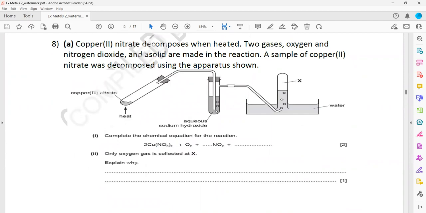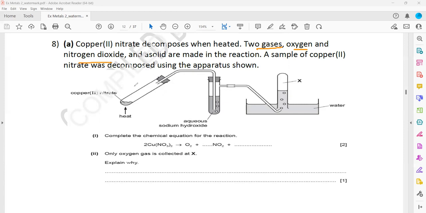Copper 2 nitrate, a compound, decomposes when heated. Whenever a metal nitrate is heated, from calcium to copper, it will give a metal oxide plus nitrogen dioxide plus oxygen, and a brown gas is given. So in the question, copper 2 nitrate decomposes when heated: two gases, one is oxygen, another one is nitrogen dioxide, and a solid was made.